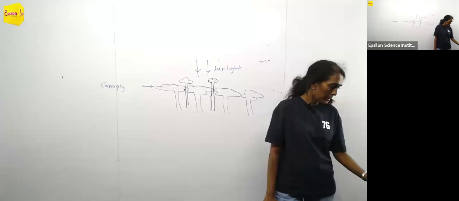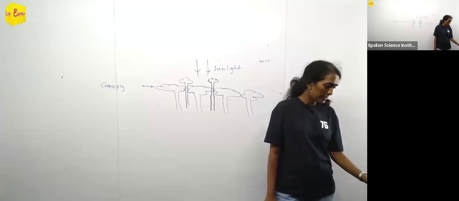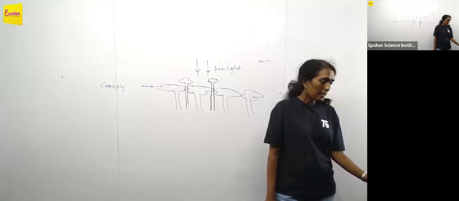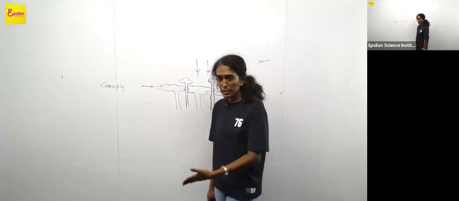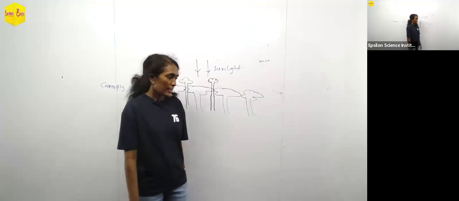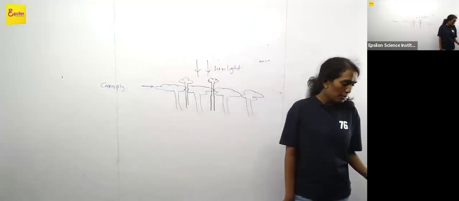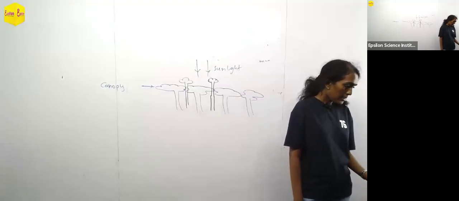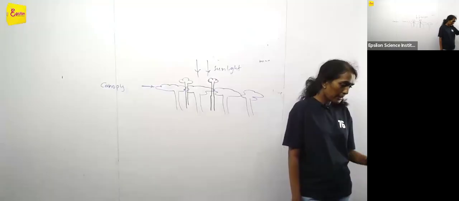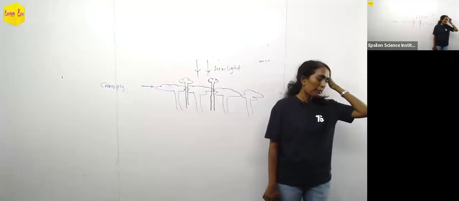That part okay? Then shoot elongation and phototropism. Phototropism means something is growing towards the light, no? Negative phototropism is away from light. Positive phototropism is towards the light. The growth of a shoot towards the light, positive, or away from it, negative, is called phototropism.